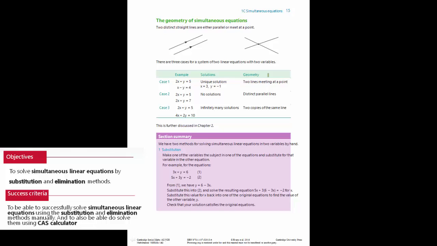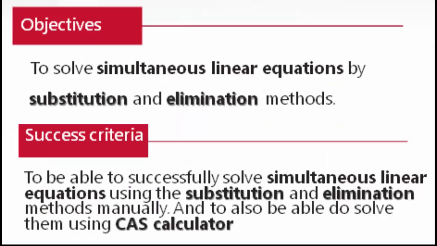And with this, we've got the theory covered for this chapter. To recap, we have seen how to solve linear equations using substitution and elimination. We have seen how to solve using the CAS calculator. So we've done our objectives and we have successfully solved them. So we have met that criteria as well. And till we meet again, I bid you farewell.